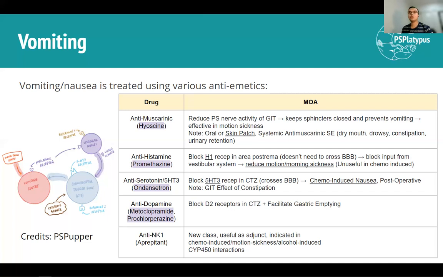Then you have a newer class of drug, not as important, but we'll just add it in there for your own knowledge. These are your anti-NK1s, and the example given there is aprepitant. It's a new class. It's more useful as an adjunct with other medications. It's indicated in chemo-induced nausea, motion sickness, and alcohol-induced nausea, but it also has some side effects because it interacts with your CYP450 enzymes. Right, so those are your antiemetics.